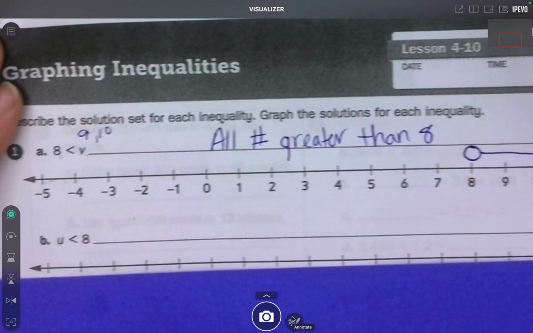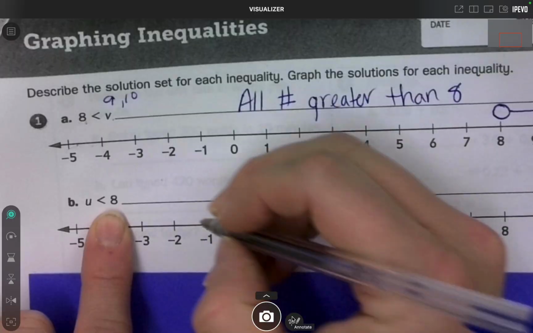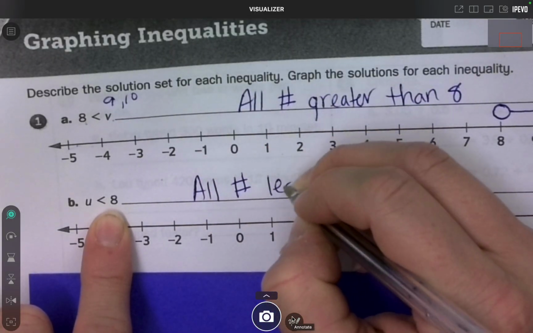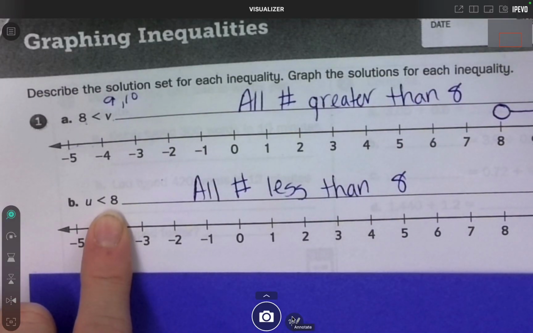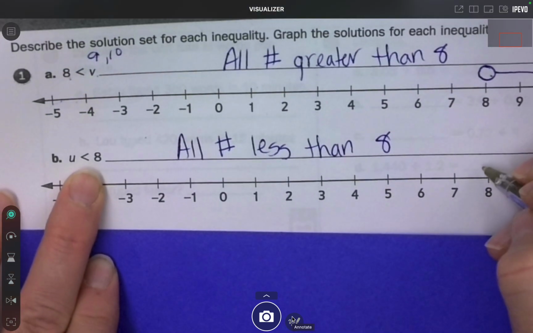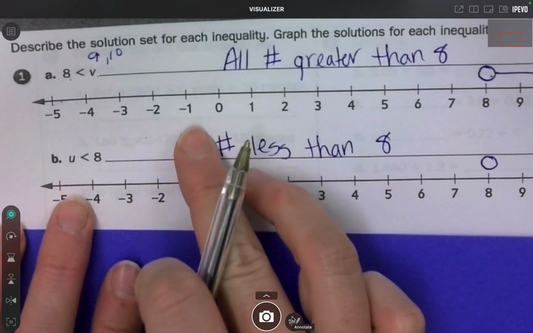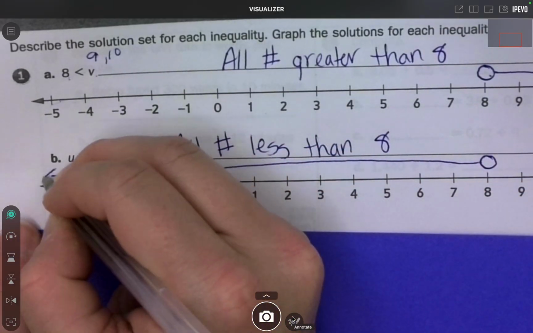Okay, so then on the next one, it says U is less than 8. So that means that all the answers, all the solutions have to be less than 8. So again, you're going to do an open circle because it doesn't have an equals to sign. So you will go above the 8, and we need to go in the direction where all the numbers are less than 8. So that would be going to the left. And we're going to draw an arrow.